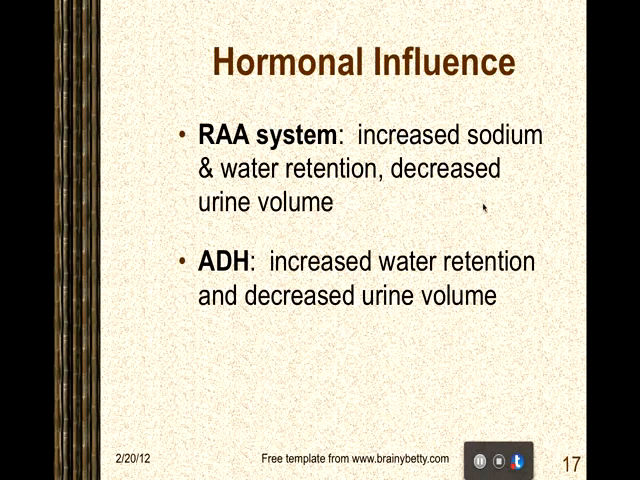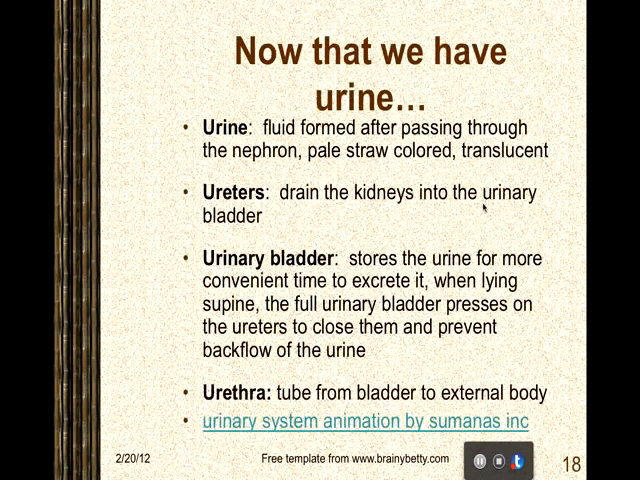The RAA system, or renin-angiotensin-aldosterone system, will target the kidney. As you increase the sodium and water retention, urine volume will decrease. ADH, or antidiuretic hormone, will also increase water retention and decrease urine volume.